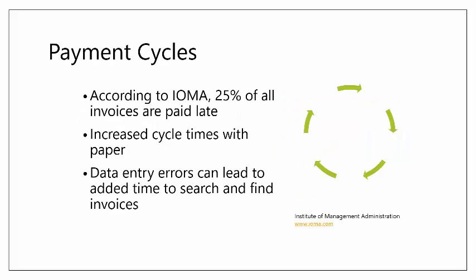This leads us to our next cost, payment cycles. Today, 25% of invoices are paid late, and a lot of this has to do with the inefficiencies associated with paper. These cycles can lead to late payments, and you can't even take advantage of early pay discounts. And worse, there are times when data entry mistakes occur that end up costing more time to research, correct, and reprocess, thus adding even more delays.